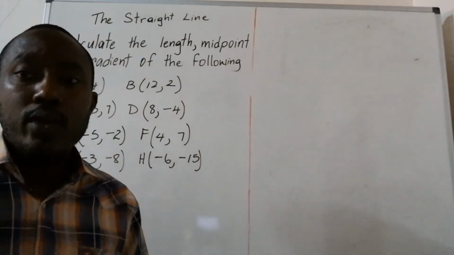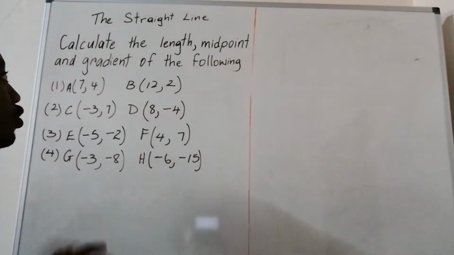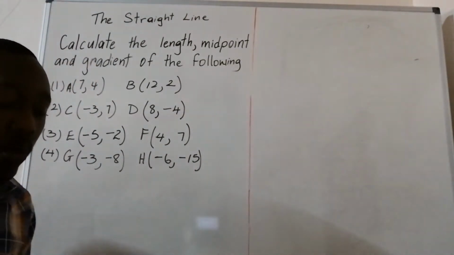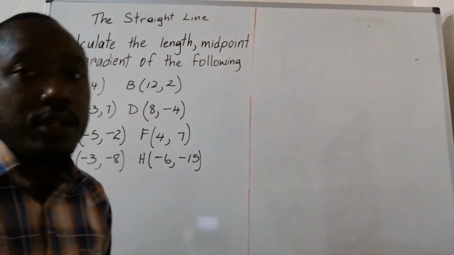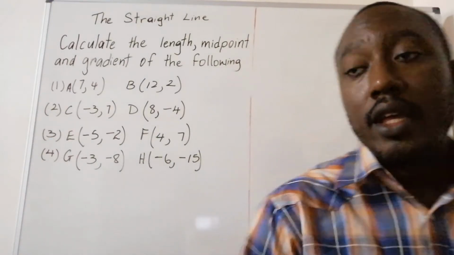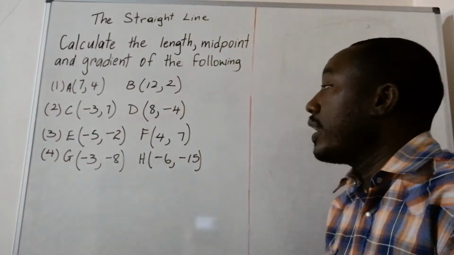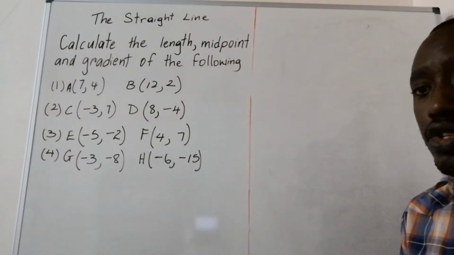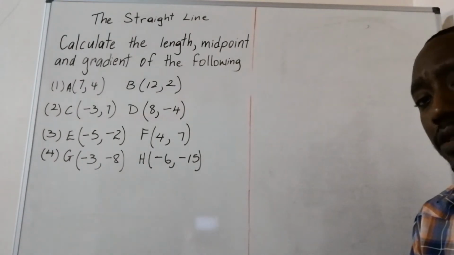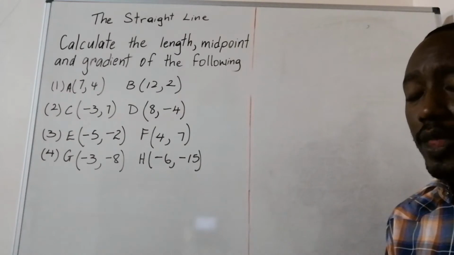Welcome to another class on coordinate geometry, the straight line. In our last class, we talked about the formulas to calculate the length of a straight line, the midpoint of the straight line, and the gradient of the straight line. Before we go any further, let's remind ourselves of those formulas.